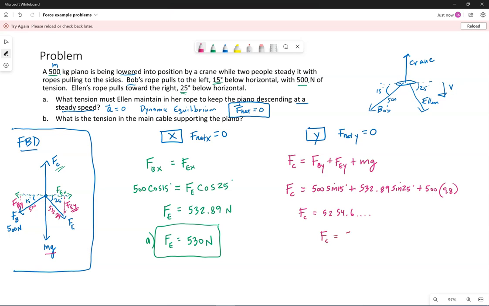I like to write mine in scientific notation to round correctly. So writing it as 5.3 times 10 to the 3rd newtons would be fine. If we wanted, we could say 5.3 kilonewtons or 5,300 newtons. Any of those is valid. They all represent the same thing. And so the cable is pulling upwards 5,300 newtons in this situation.